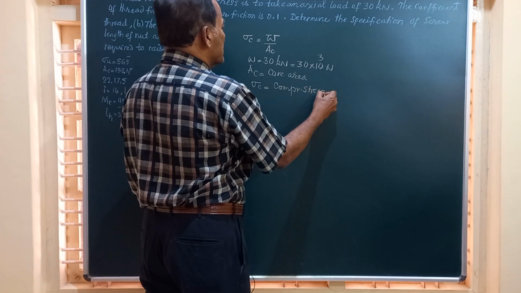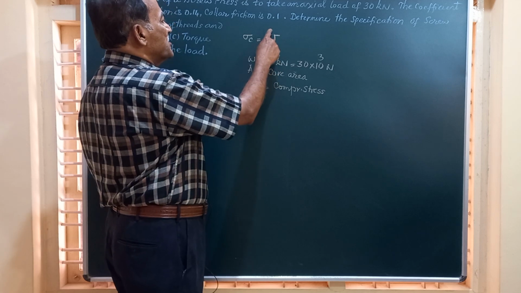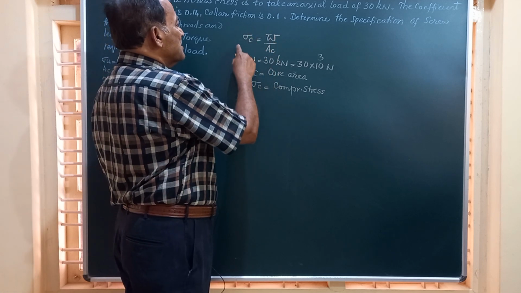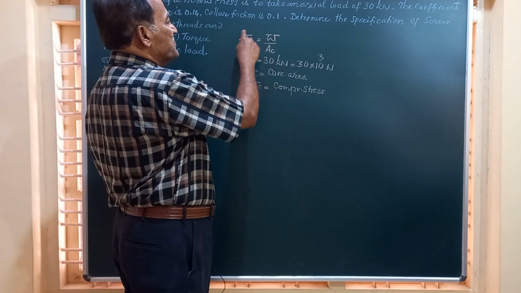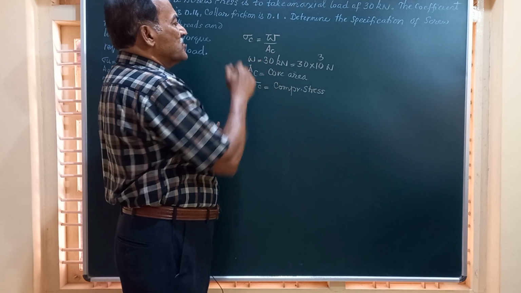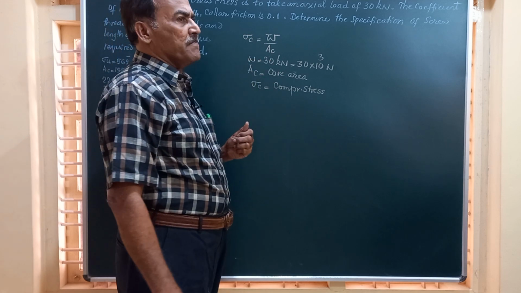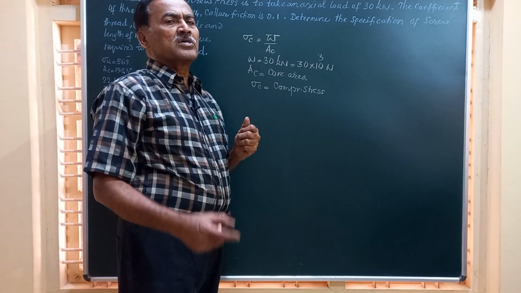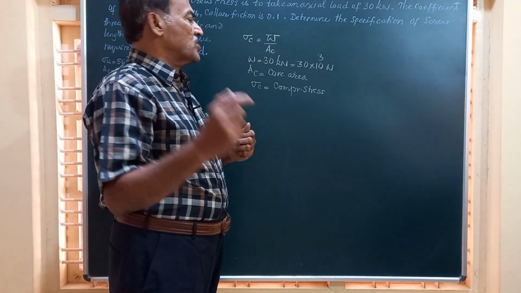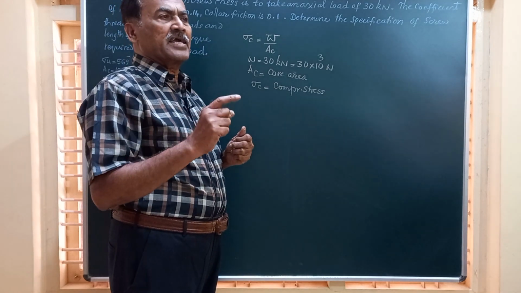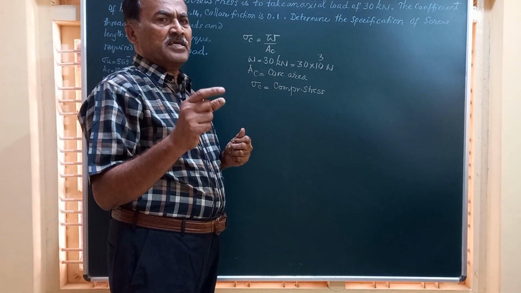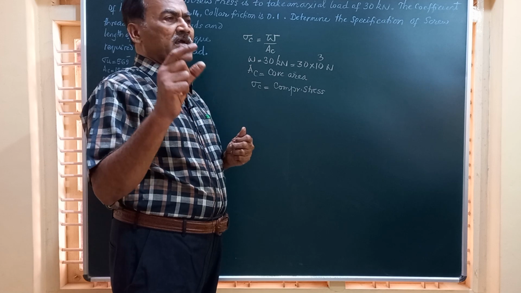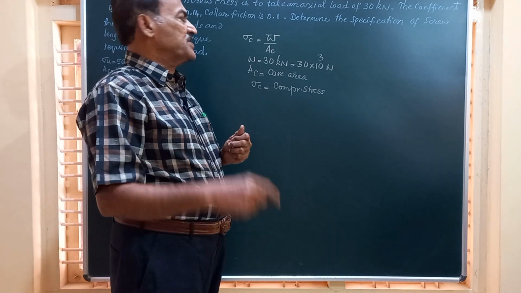So friends, in this expression, the load is given to us. By selecting some suitable material of this screw rod, you will be able to find out what is AC. And once you know the value of AC, you can find out the dimensions of the screw rod, namely the outside dia or the nominal dia D, inside dia or core dia D1, and the pitch of the threads.